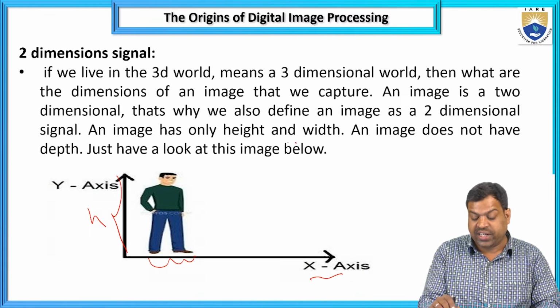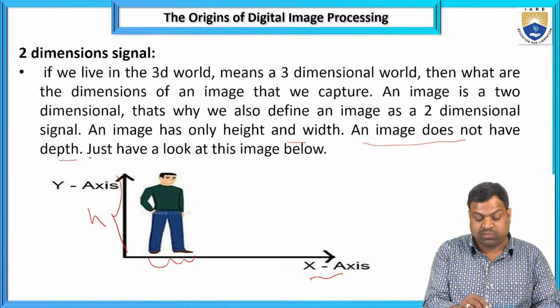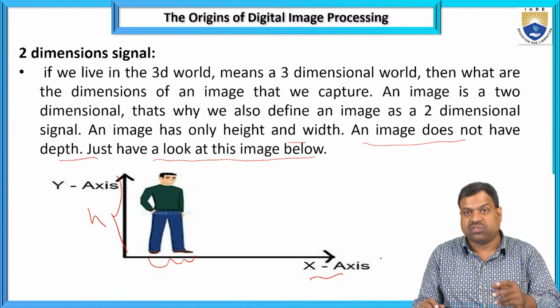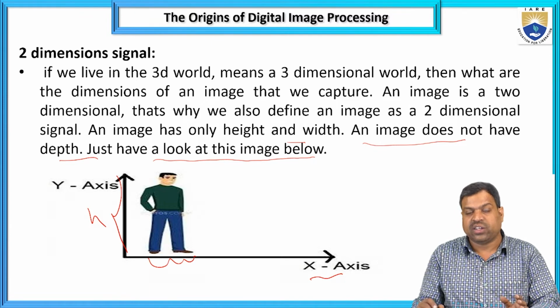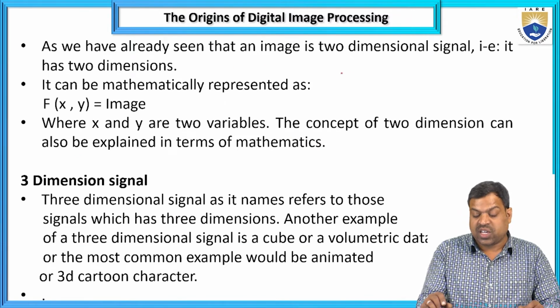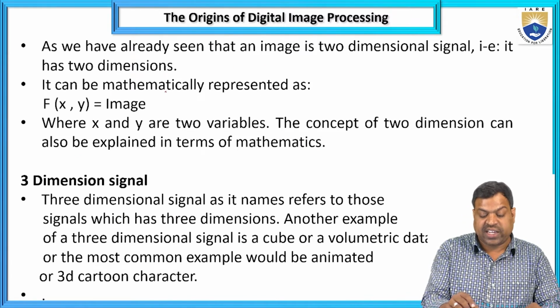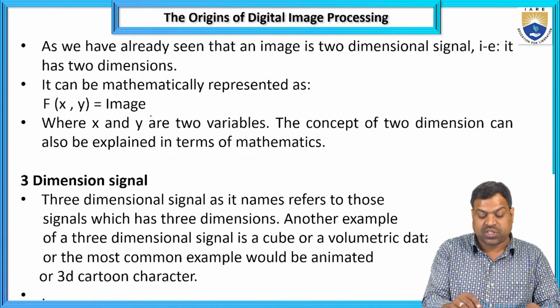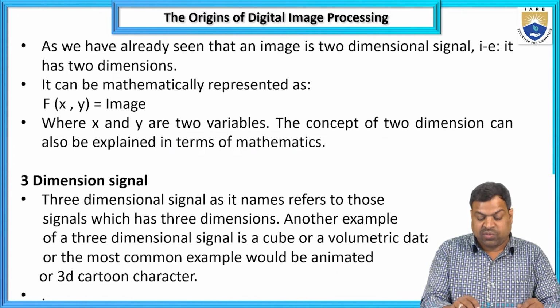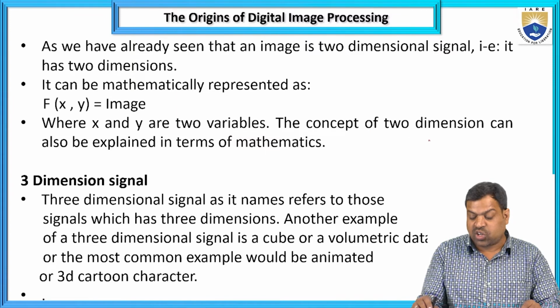An image has only height and width. An image does not have depth. Just have a look at this image below. Only two requirements are there, width and height. The person's width and height will be considered in the two-dimensional signal. As we have already seen, the image is a two-dimensional signal, that is, it has two dimensions. It can be mathematically represented as f of x comma y equal to image, where x and y are the two variables.